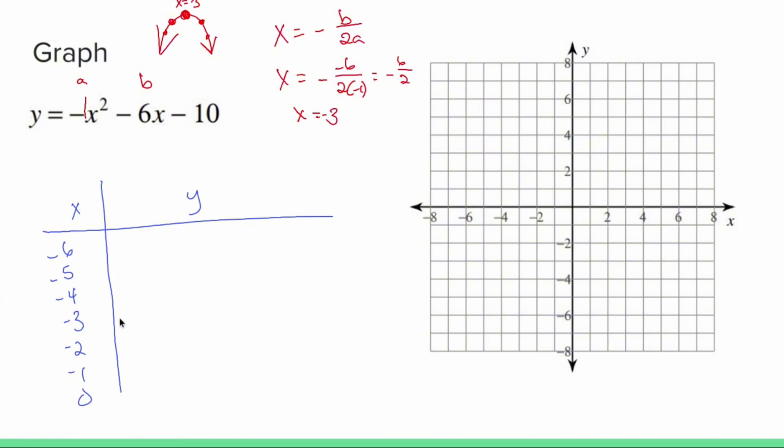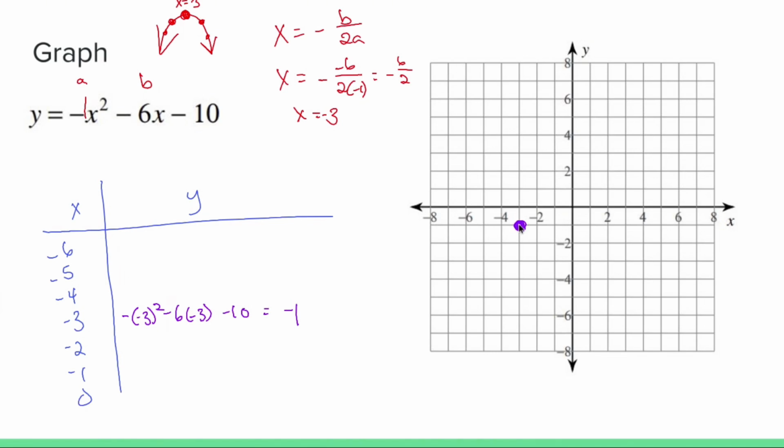If I plug in negative 3, I'm going to get negative 3 squared minus 6 times negative 3 minus 10. So mental math, and it's not pretty mental math, but it's still going to be mental math. Negative 3 squared is 9. Negative 9 plus 18 is 9. 9 minus 10 is negative 1. So when I plug in negative 3, I get negative 1, and that's going to be my tippy top.